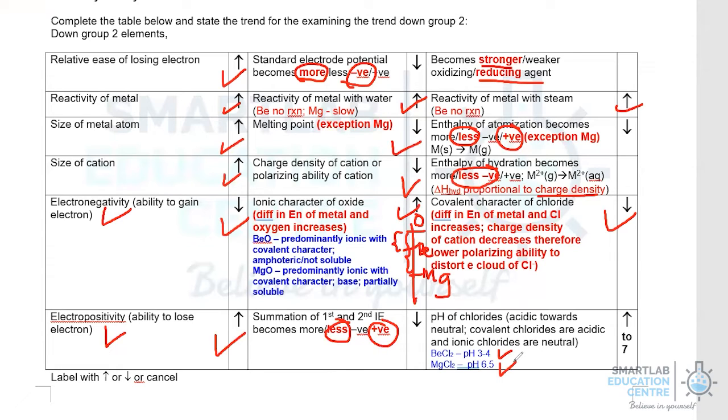That you also learn in period 3 chlorides specifically. Beyond magnesium chloride, they will tend towards the neutral pH of 7. So therefore, if you look at the pH of chlorides down the group, the pH does increase towards 7.